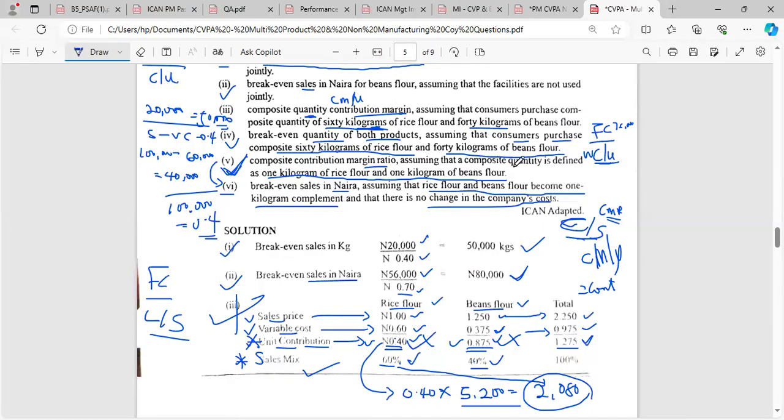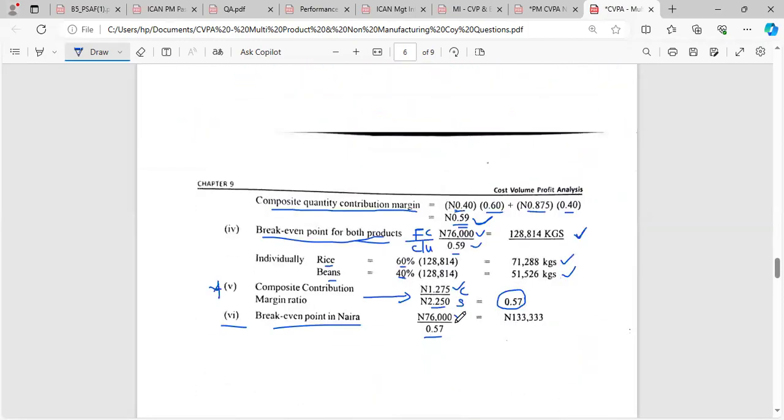1 kilogram of beans and 1 kilogram of rice. Okay? That's it. So let's just go there and solve it. So our fixed cost is 76,000. Then our CM ratio is what? 0.57. And when you divide, you get 113,333. So this is how far, okay? This question can push us to the wall. This is how far it can push us to the wall.